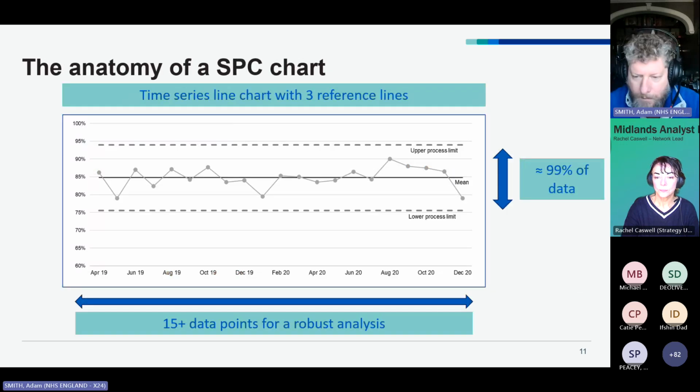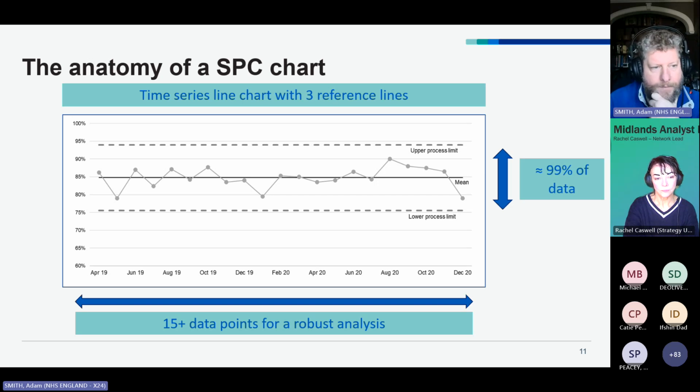Okay, so I've talked a bit about SPC charts, but what is an SPC chart? So here's the anatomy of one. Really simply, they're a time series line chart with some reference lines on. So what do I mean by that? So along the bottom, we've got time. In this case, it's monthly. Commonly in lots of our reporting cycles, it's monthly, but it can be hourly, daily, weekly, 2 weekly, monthly, can even be quarterly, but I wouldn't go much further than quarterly. I'll explain why in a second.